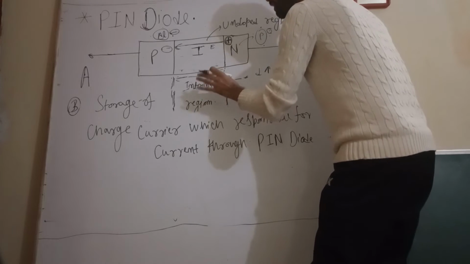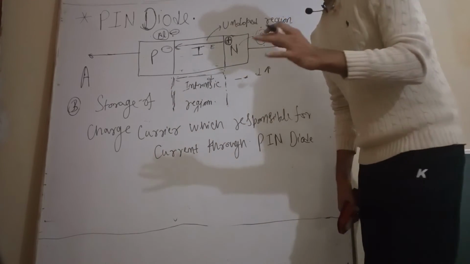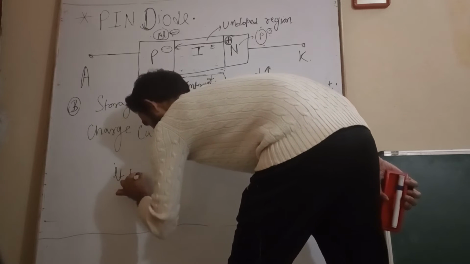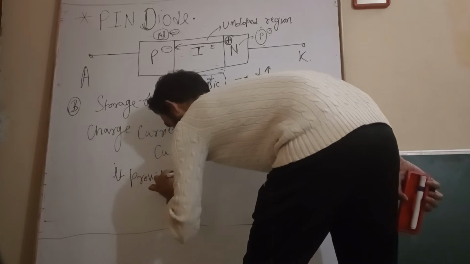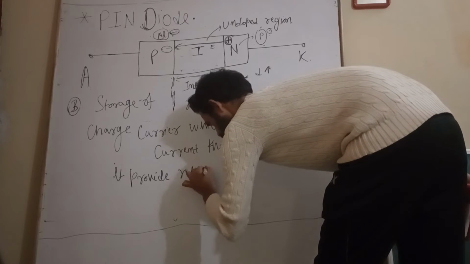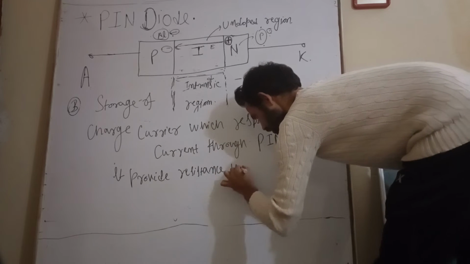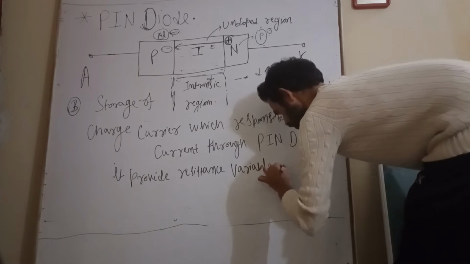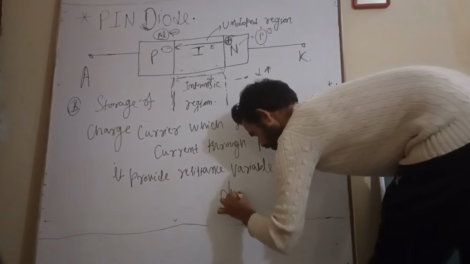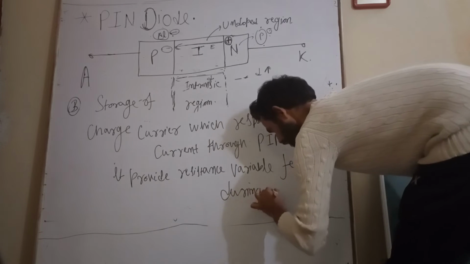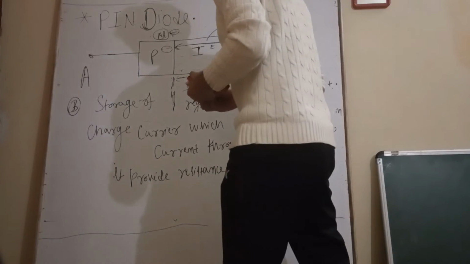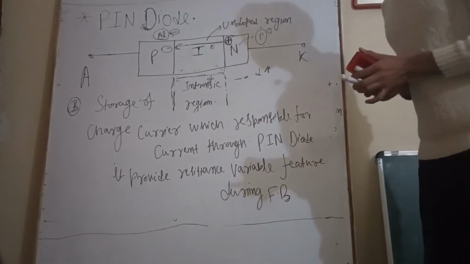In this way it provides us a resistance variable feature during forward bias.